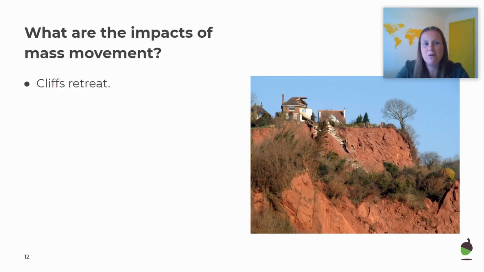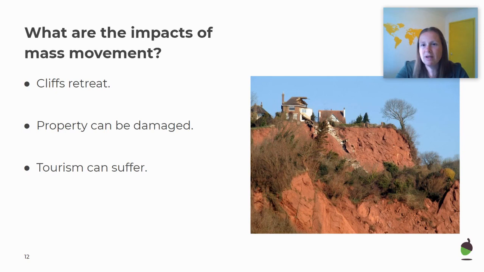So, an impact of mass movement is that cliffs are retreating. Property, if it's on the cliff top, may be damaged. Tourism can suffer as a result of mass movement. I live near Bournemouth, and Bournemouth suffered from a large area of mass movement, and it meant that the beach huts below and a cable car and toilet blocks were all blocked off, so people didn't get hurt. So it can impact tourism. And finally, any infrastructure, so roads, etc., that are on the top can be lost.